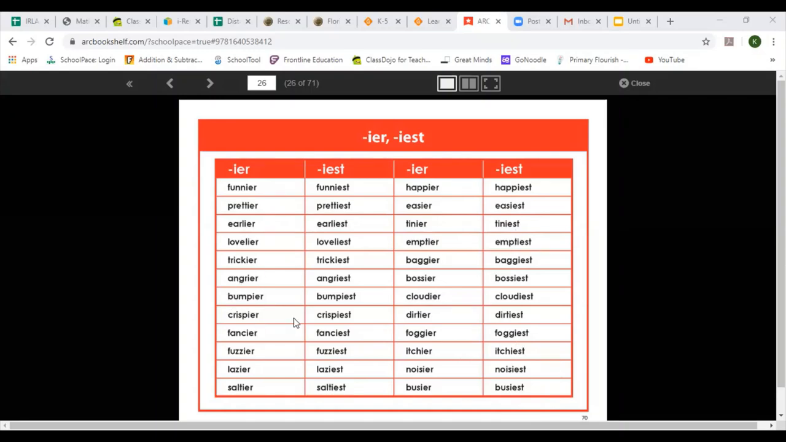Make sure you pause the video here so you can practice reading the rest of these words with suffixes IER and IEST. That is your assignment for today, Wednesday, April 1st.